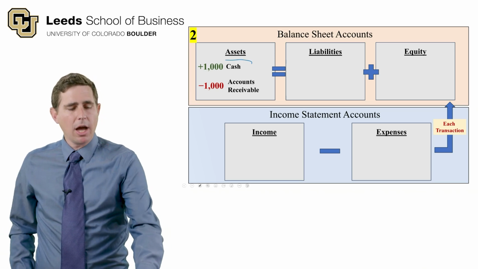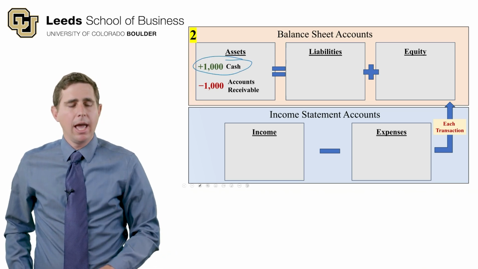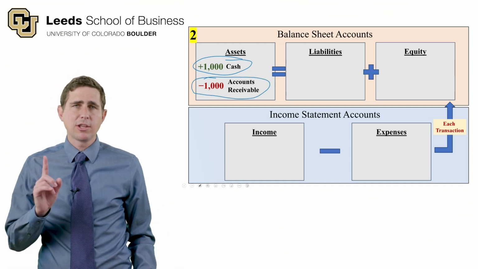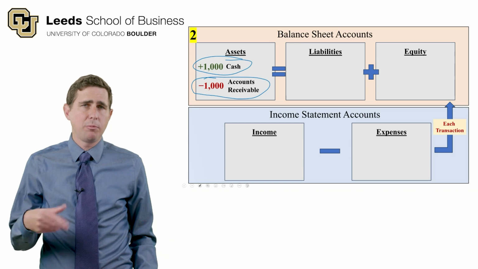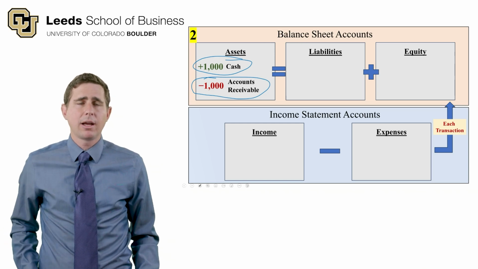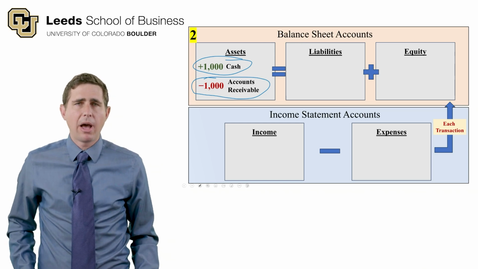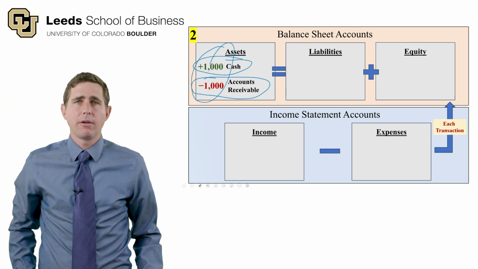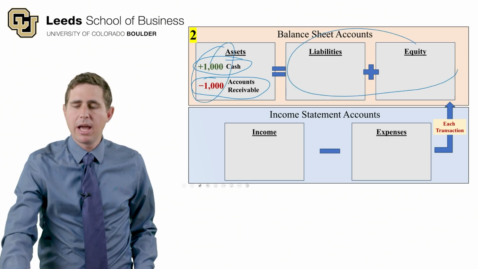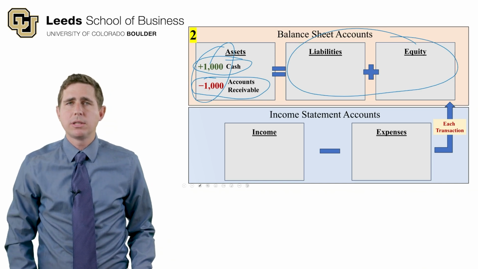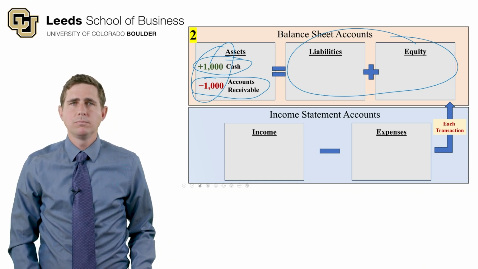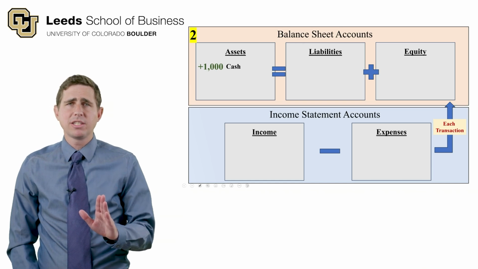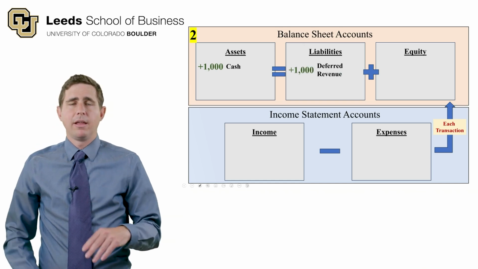Well, we received the cash, so we increased our cash account. And now we're going to take them off of the list of people who owe us money. Remember, accounts receivable is just keeping track of people who owe us money, and we're taking that customer off the list. Does the balance sheet remain in balance? Yeah, because these asset transactions cancel each other out, and nothing happened to liabilities and equity, so our balance sheet stays in balance.